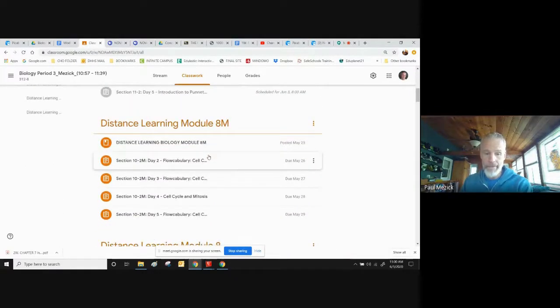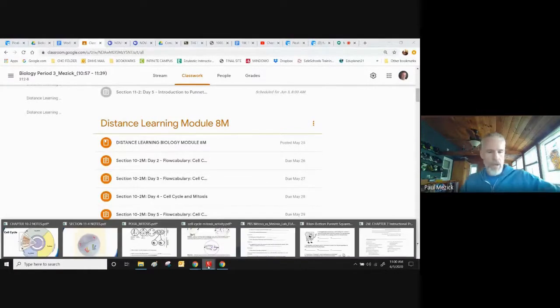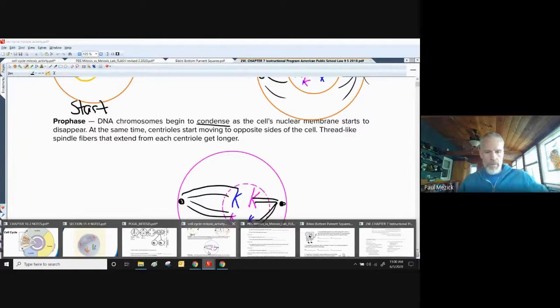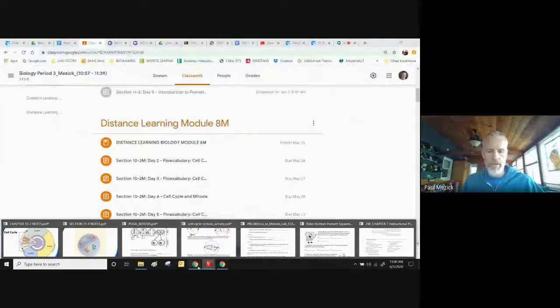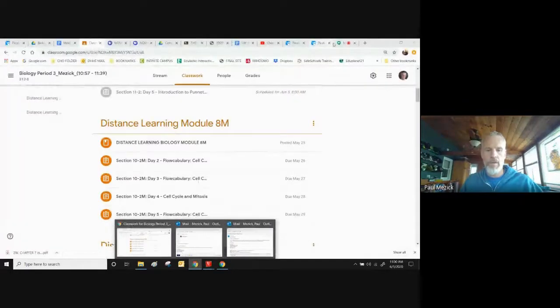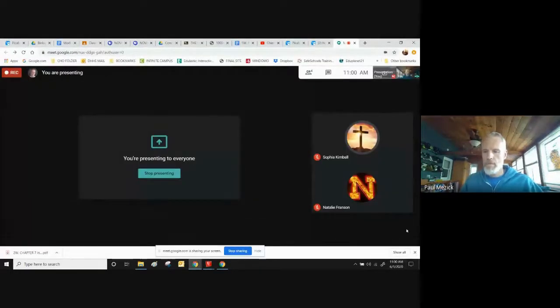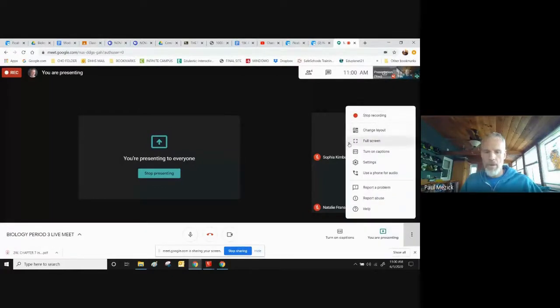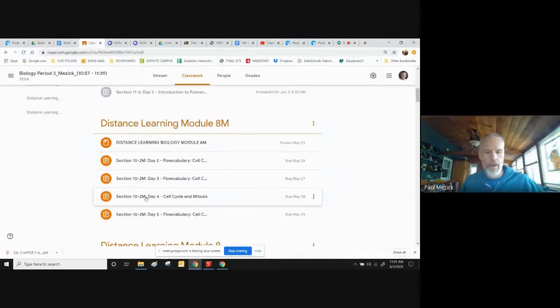Week 8, we looked at something called mitosis, and we went through some of the different stages in mitosis. Let me just make sure that I got everything going here so that I don't make a mistake. All right, we're sharing our screen. We're good to go. So what I wanted to just start with was here.